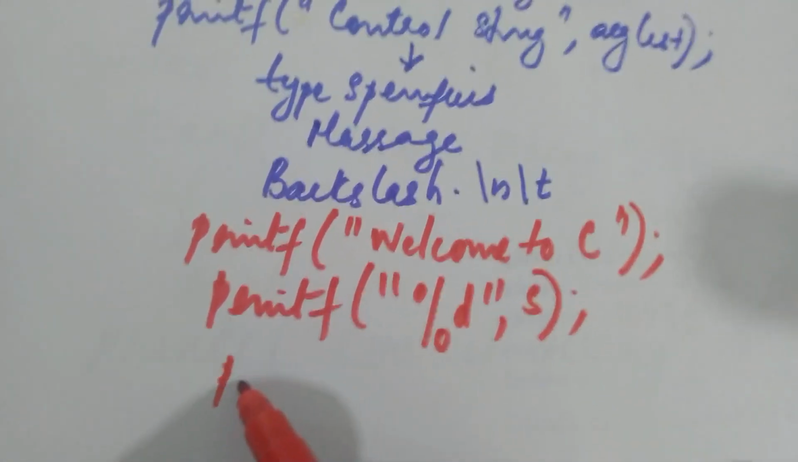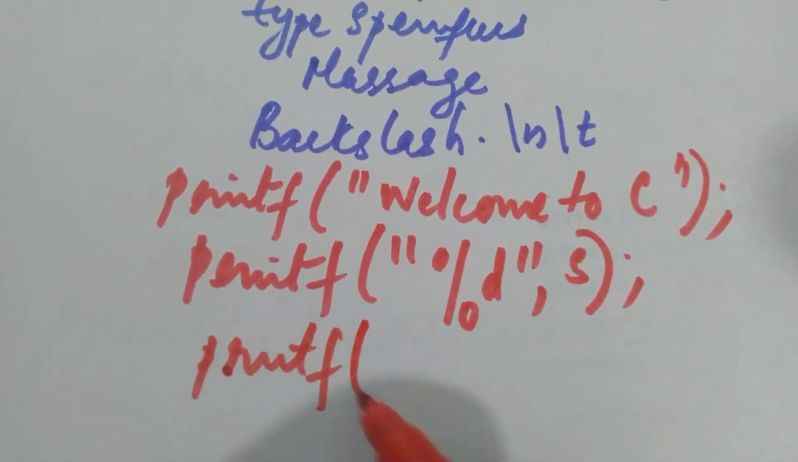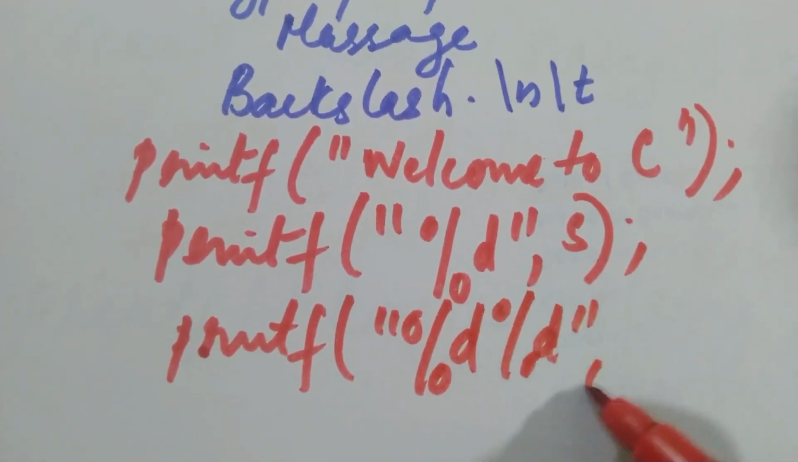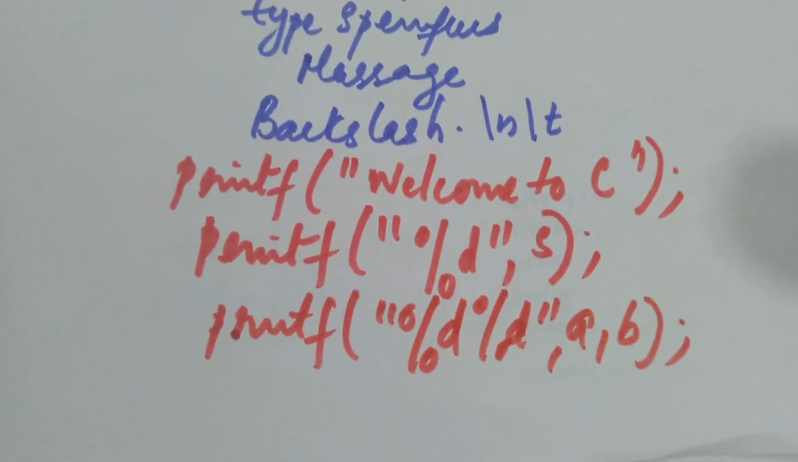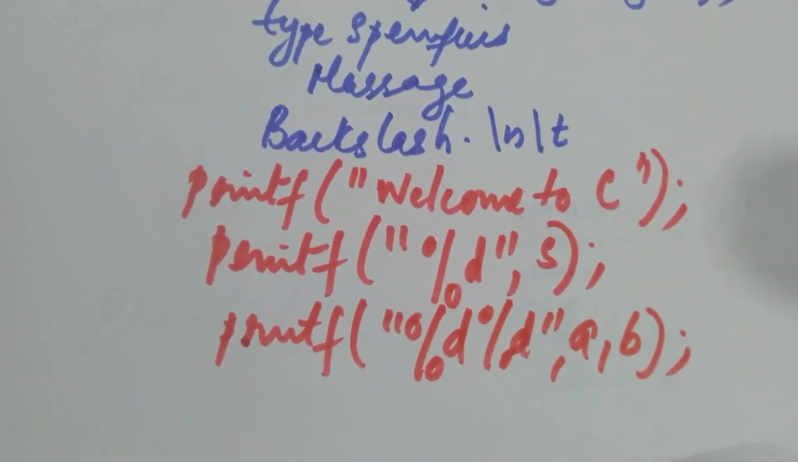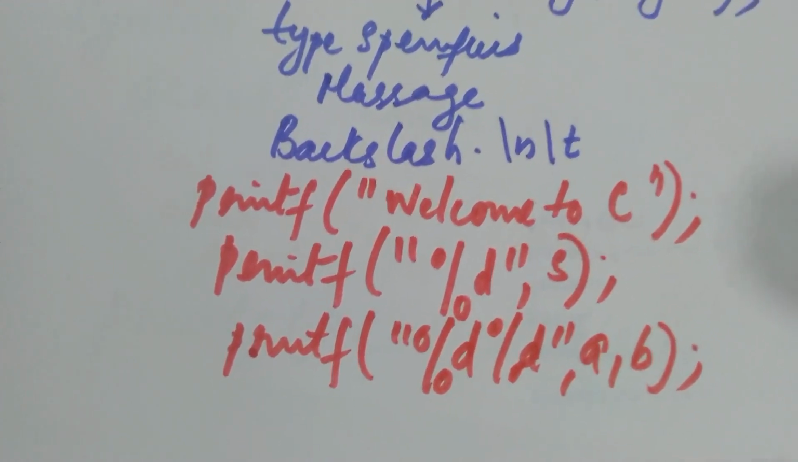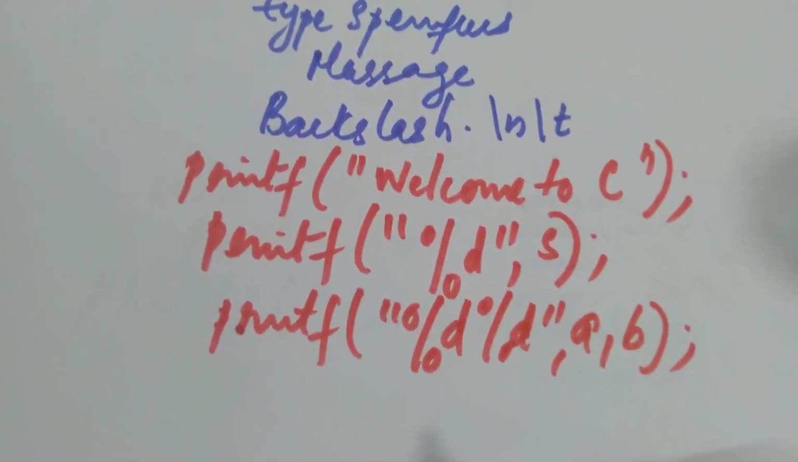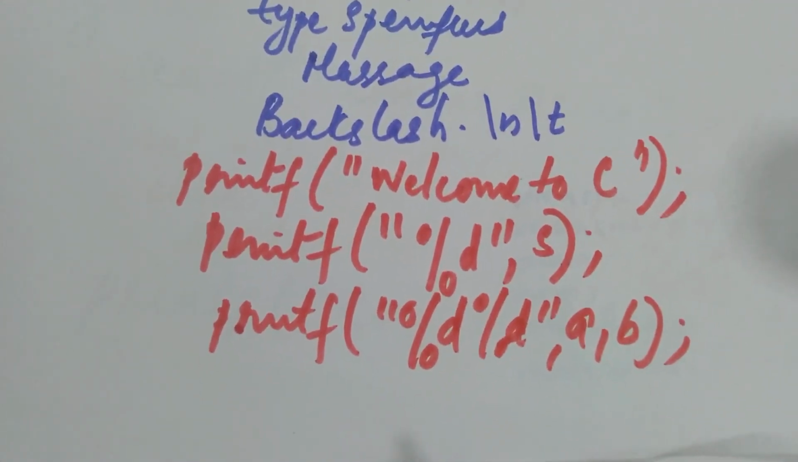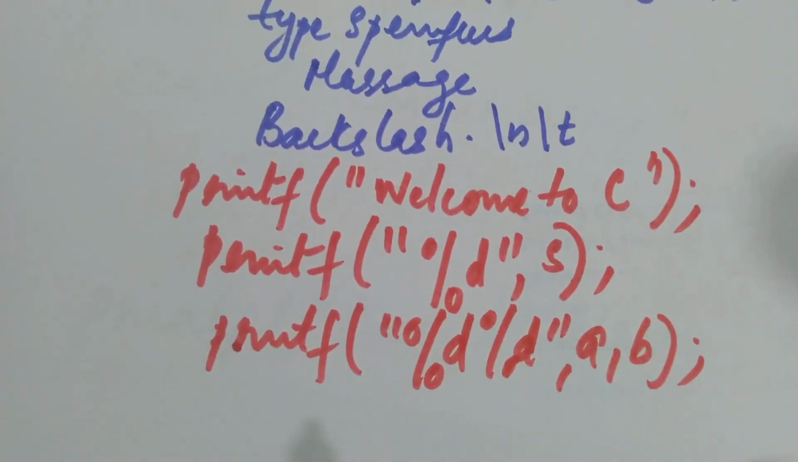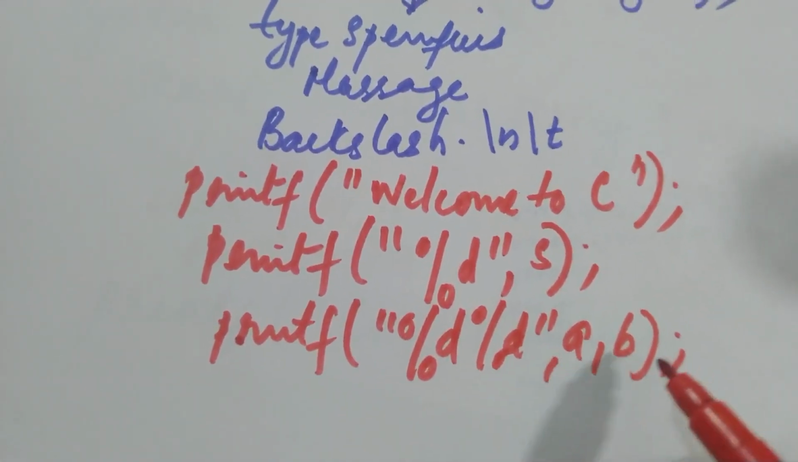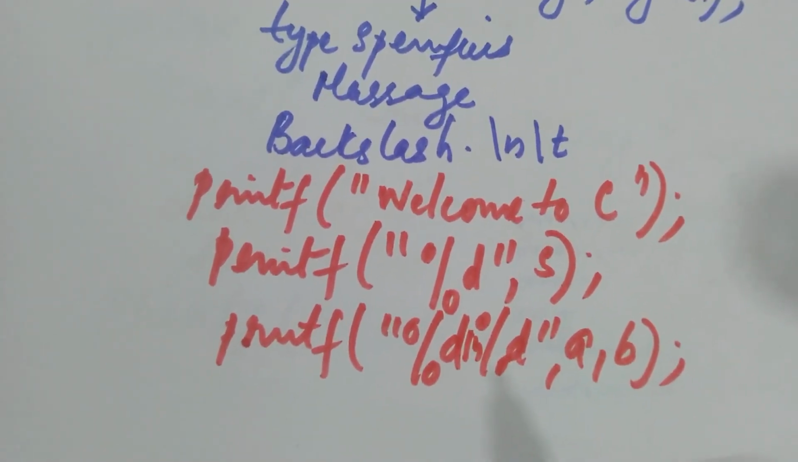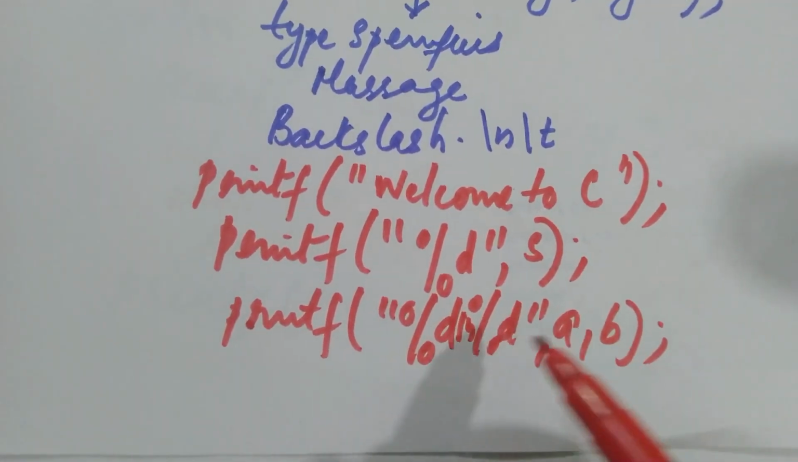If 2 data have to be printed, you can give printf, %d, a comma, b. No need of ampersand in the printf statement. If you give an ampersand in the printf statement, the address will be printed apart from the value. The value will not be printed, the address will be printed. So no need of using ampersand in normal situations. If you want to print the data in 2 different lines, here you can use \n or \t, anything like that. So here values are printed.